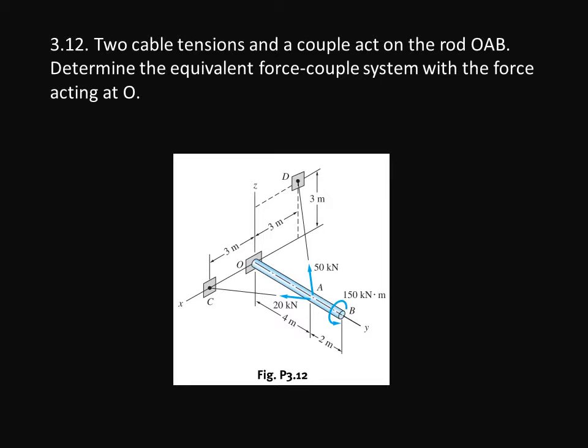Do cable tensions and a couple act on the rod OAB? Determine the equivalent force-couple system with the force acting at O. First, we need to identify what is given and what is required in the problem. In the problem, we are asked to find the force and couple that can replace the two given forces and couple.